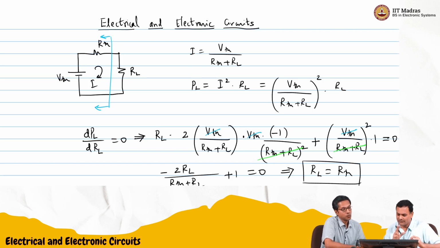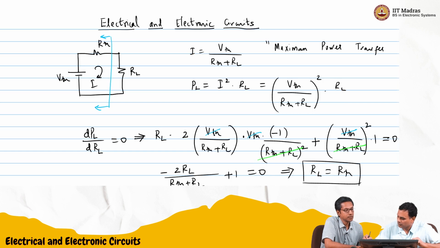So it looks like this is a very interesting result. If the load resistance is equal to the Thevenin resistance, it gives you maximum power transferred to the load. I think it has a name: maximum power transfer theorem. So this is the maximum power transfer theorem.